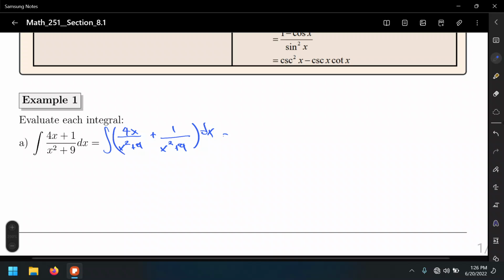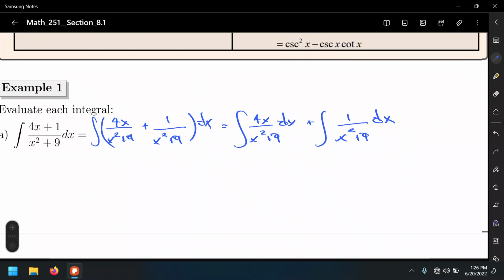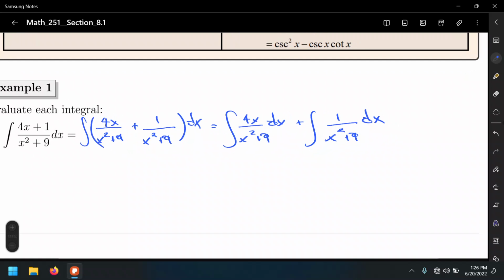And then from here, let's split it into two integrals, each over x squared plus 9 dx. And then from here we can separately look at a u substitution, the u du part. I think this time it will work. However, there's something I would like to do, so I'm going to take this 4 outside of the integral instead. That way the u du part is a lot easier to get in this case.